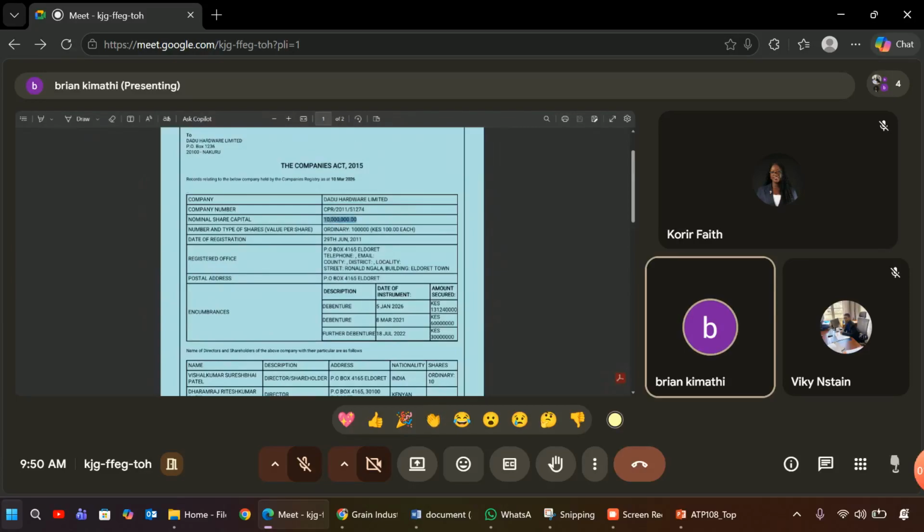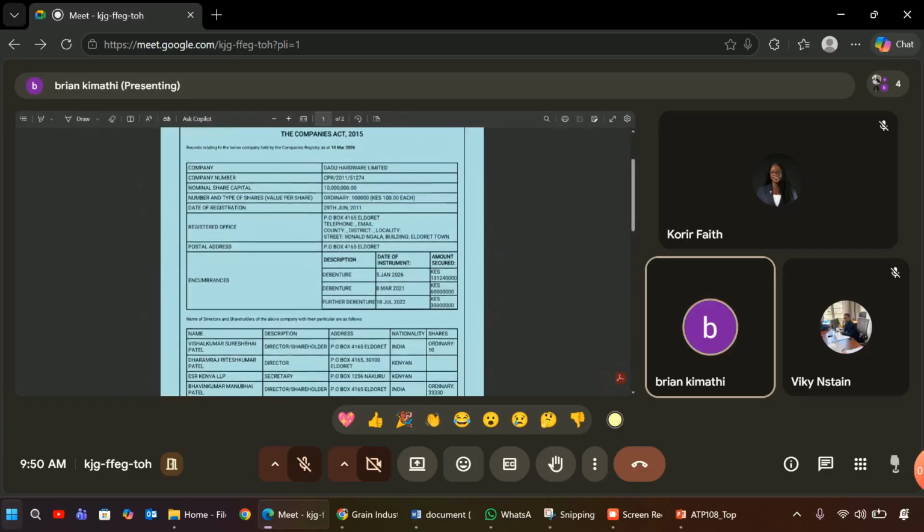So this is 10 million. So the shareholders walipeana 10 million yao wakafungua kampuni, and then the number of shares, number and type of shares, these are ordinary shares. So there are various kinds of shares, many types. Kuna hata sijui the maximum number, but there are many types of shares. But the main shares ni ordinary na preference.